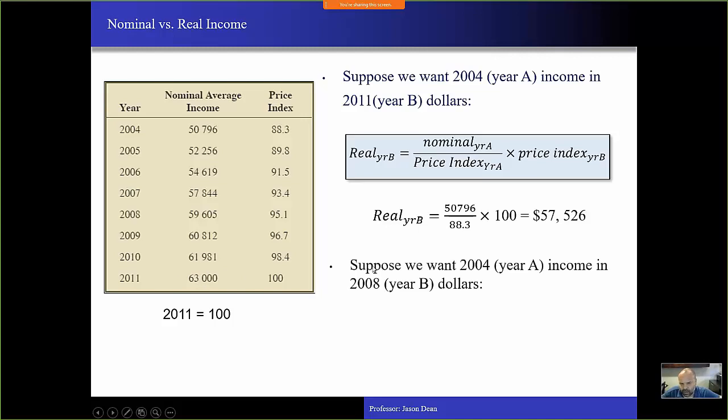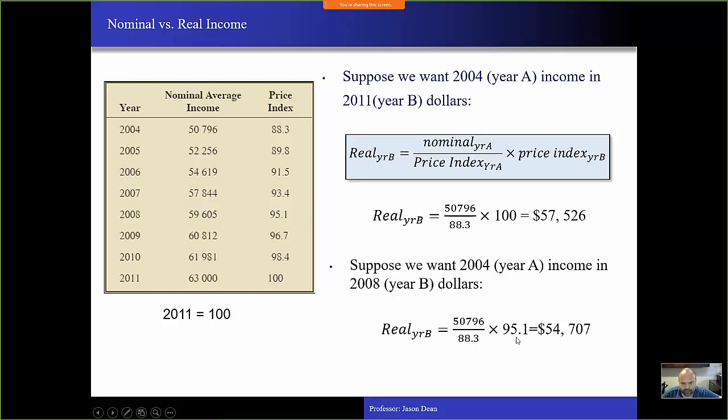Now suppose though we want 2004 year A income. Again, this number, let's say we want to compare it to 2008. So we're interested in comparing this and this. Is this more money than this in terms of purchasing power? Well, in this case, what we have to do is take this number divided by the price index. That's the same as before, but now instead of multiplying by 100, we're going to multiply it by the price index in year B. In this case, year B is 2008, and the price index in 2008 is 95.1.